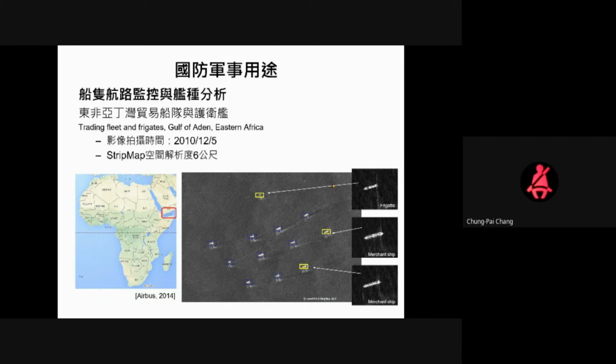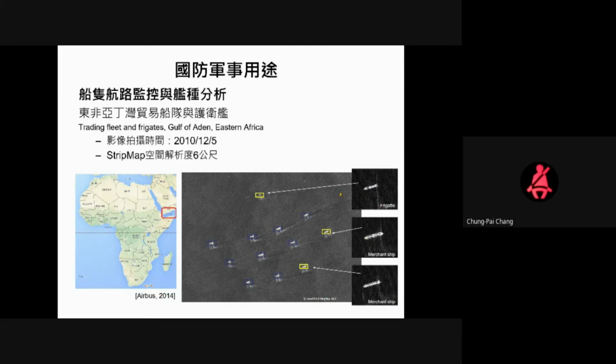This is a dangerous sea area for the trading fleet. So sometimes we send some frigates to protect this kind of trading fleet. You can see the details. This is a merchant ship and this is a frigate.